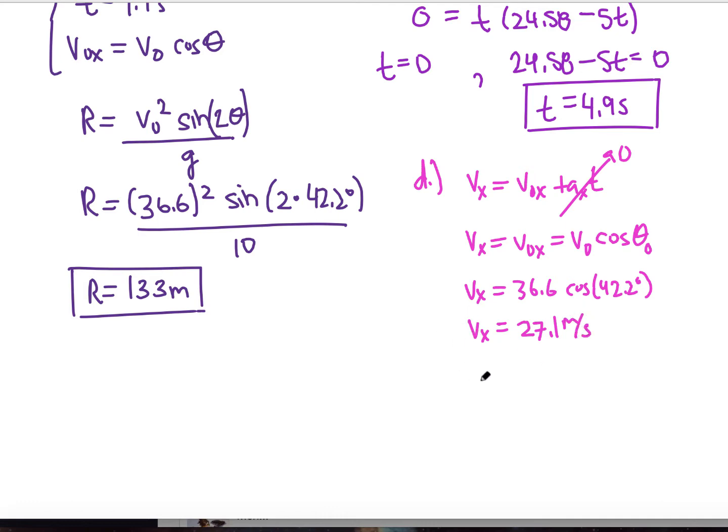So there's one component. Vy is going to come from the exact same equation. It's going to be equal to V naught y plus my y acceleration times time. So Vy is going to be my initial y velocity, which I found to be 24.58, plus a negative 10 times the 1.5 seconds that have passed.